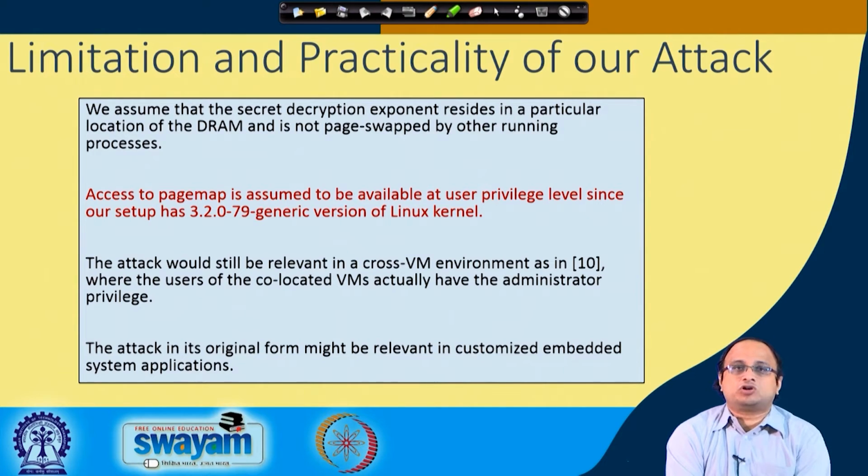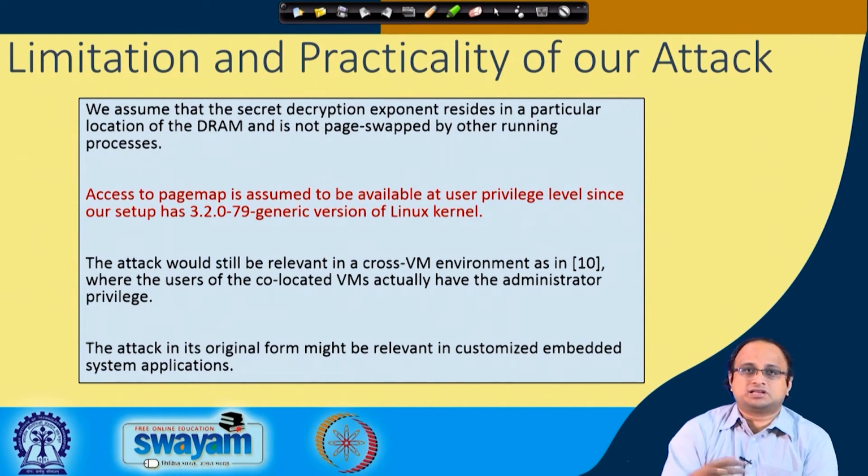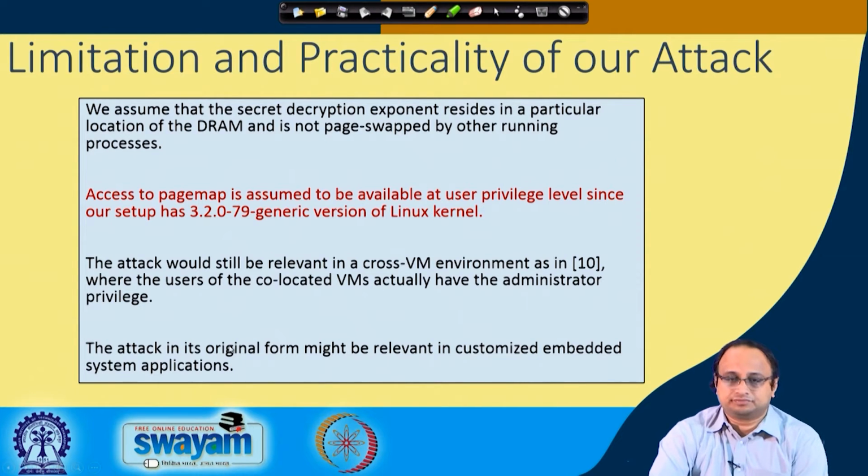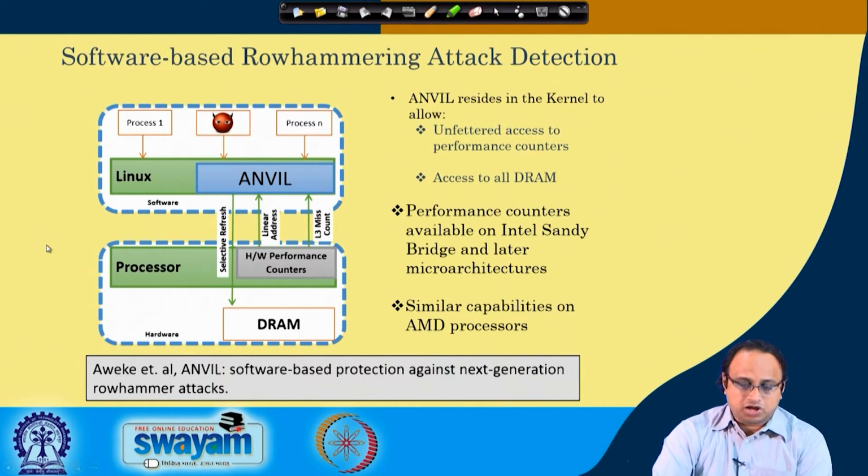For example, in a cross VM environment, where the users of the co-located VMs actually have administrator privilege, you can potentially still use this page map and still try to conceptualize an attack. And the attack in its original form might be relevant in customized embedded system applications where such threats can still be prevalent. So, how do you counter these attacks?